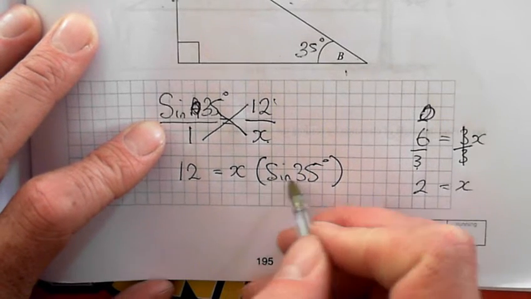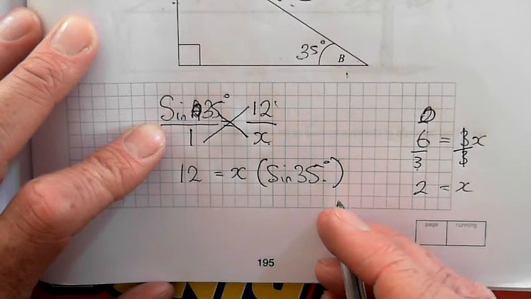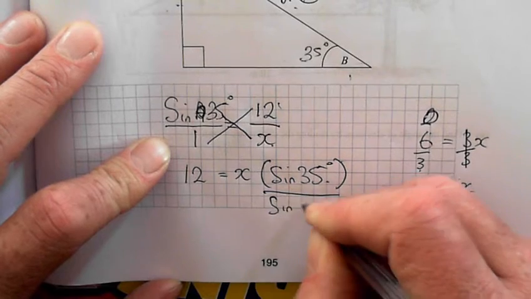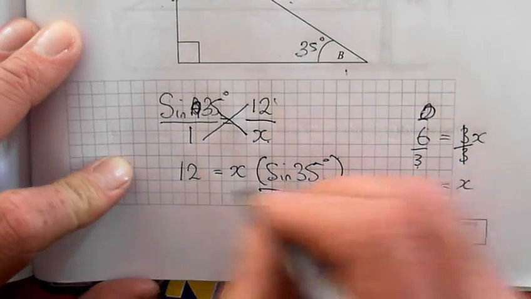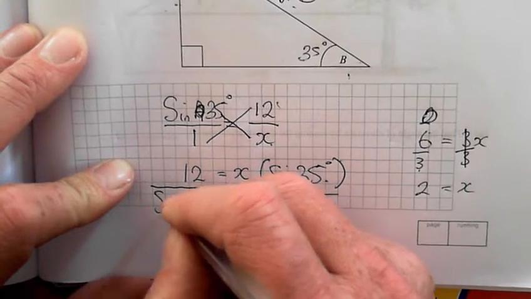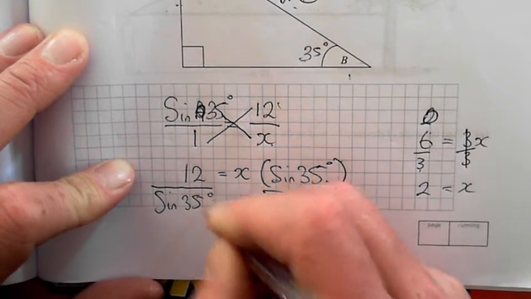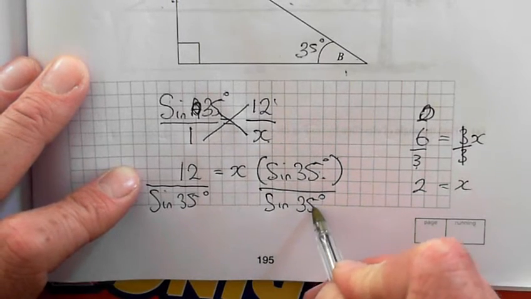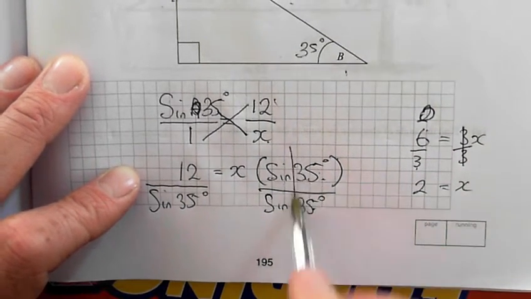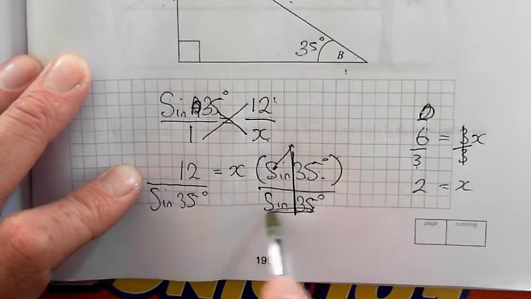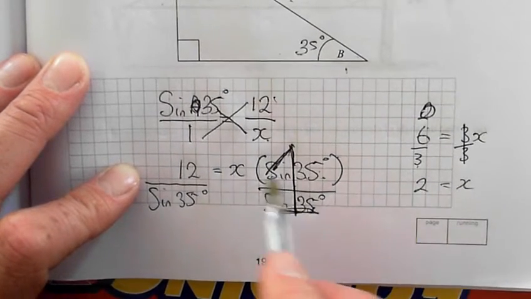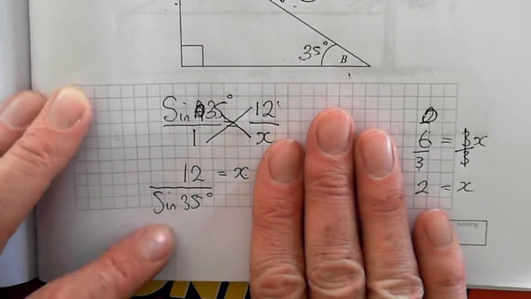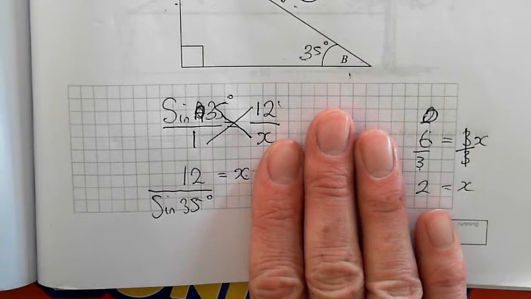Right, I want to get rid of sine 35 degrees on this side. So it's the same idea. I'm going to divide both sides by sine 35. What happens when I divide sine 35 by sine 35? Something by itself, you get the number 1. 1 times x is x, isn't it? Right, so x is equal to 12 divided by sine 35 degrees.